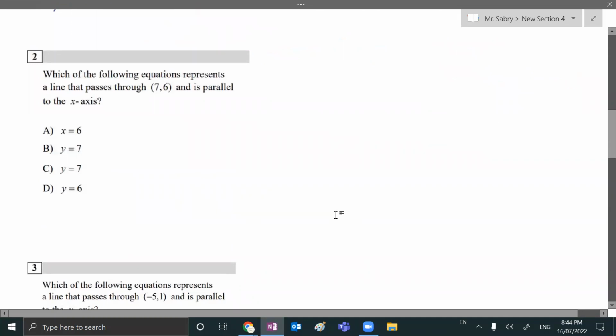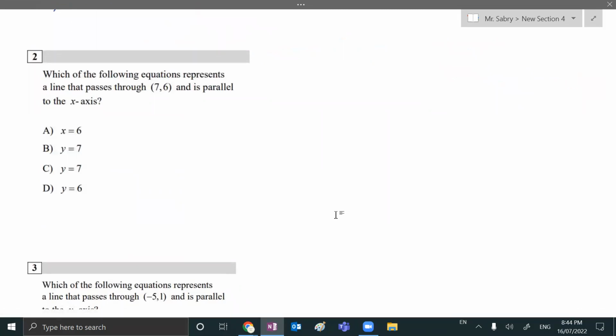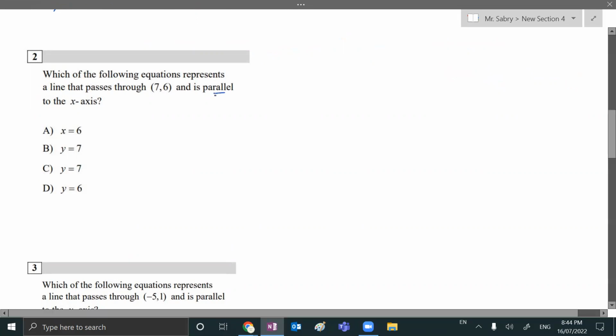Yeah. Question number 2 says: which of the following equations represents a line that passes through (7, 6) and is parallel to the x-axis? What did we say about parallel? We said parallel means equal slopes. Equal slopes to what? To the x-axis. What was the slope of the x-axis?